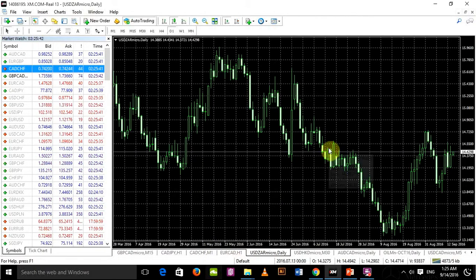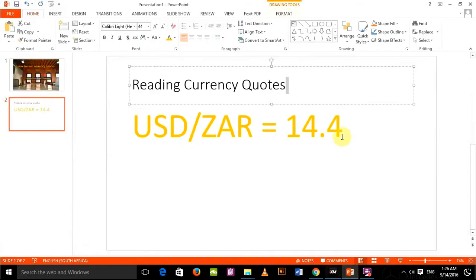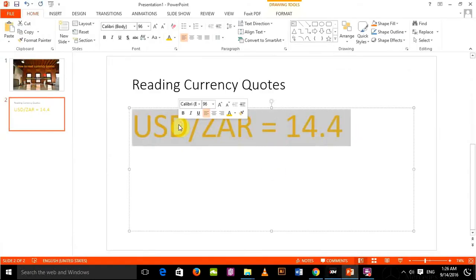I have before me a chart of the USD ZAR. So this is an exotic currency. You've got the US dollar against the South African rand. So let's interpret this one currency pair, and from there we'll go on and fundamentally explain what this means.